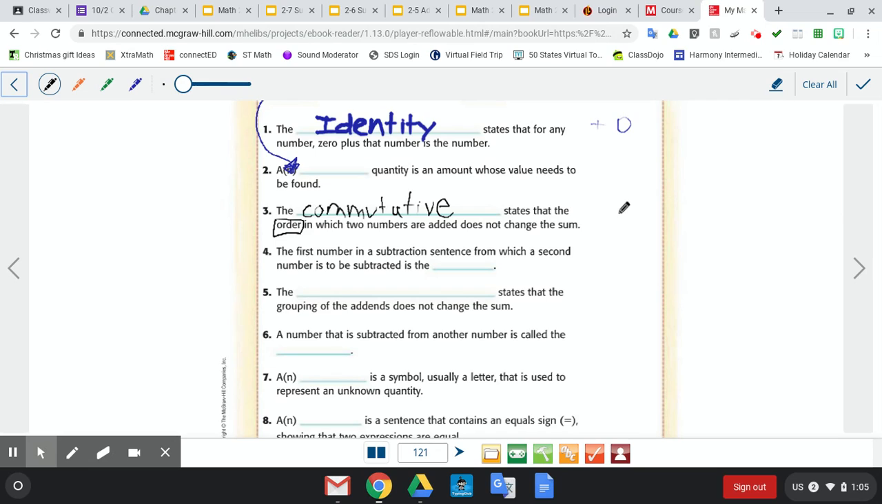Whew, my goodness. Okay. You need to write out commutative prop of addition. You can shorten property, but that's it.